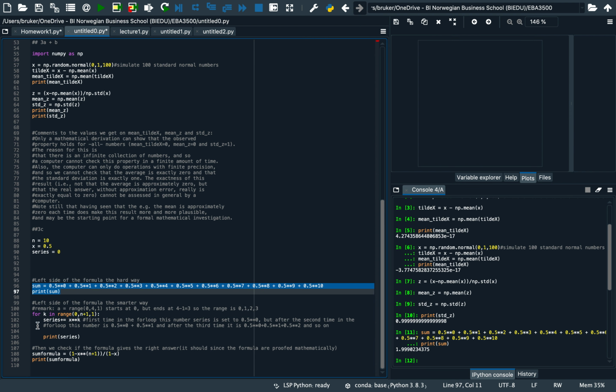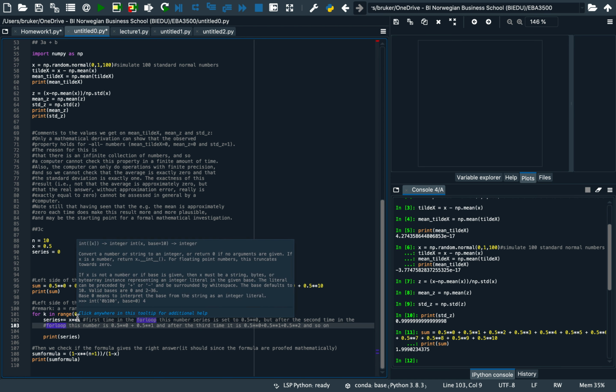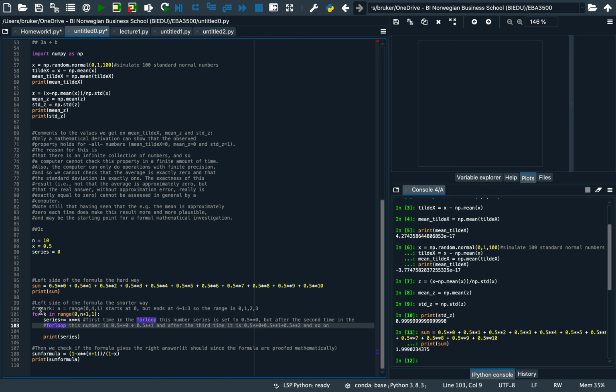So I can do it through a for loop. What I do is go through all the k's in a for loop, and we know that the k's range from 0 to n. But a little remark here first: if, for example, a is range from 0 to 4 with steps of 1, this range will start at 0 but end at 4 minus 1, equal 3. So it actually is the numbers 0, 1, 2, 3.